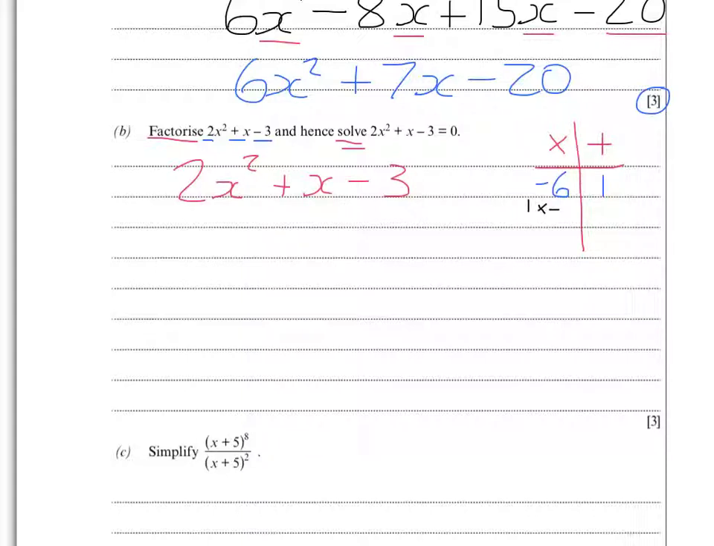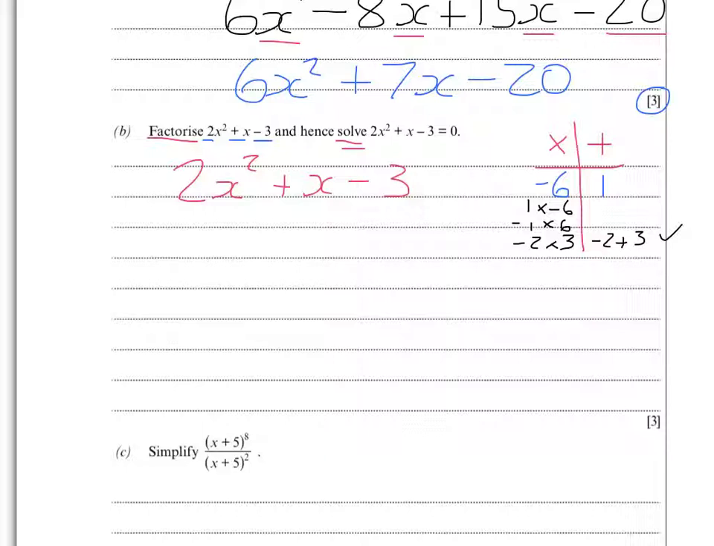So 1 times minus 6. Will 1 add minus 6 give me 1? No. Will minus 6 times 1 give me minus 6? Will that give me it? No, because I've written the same one. Even we make mistakes. Let's try it again. If I did minus 1 times 6, that gives me minus 6. Does that add to give 1? No. So let's try minus 2 times 3. Minus 2 times 3 gives me minus 6. I think we're in luck. Minus 2 add 3 does give me 1.